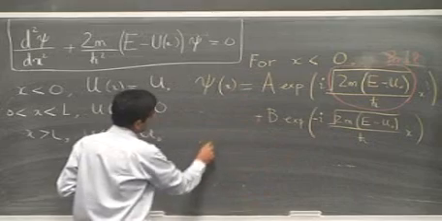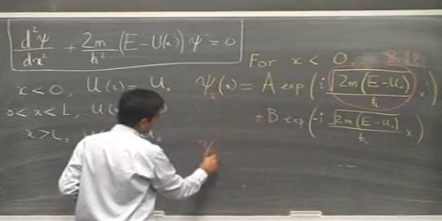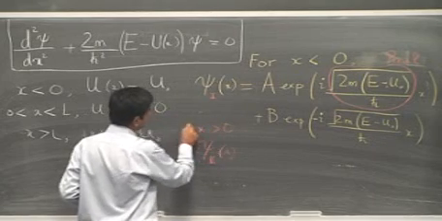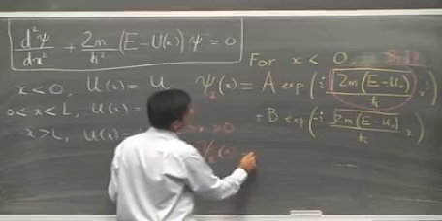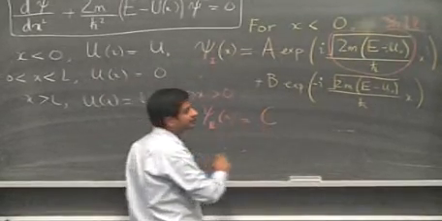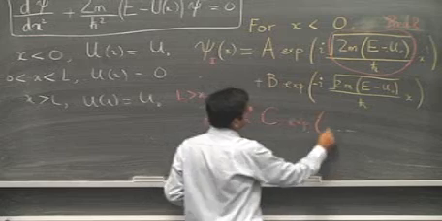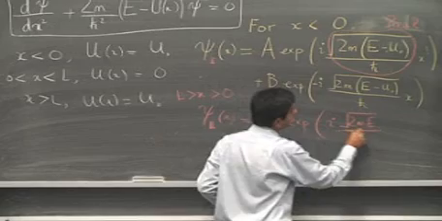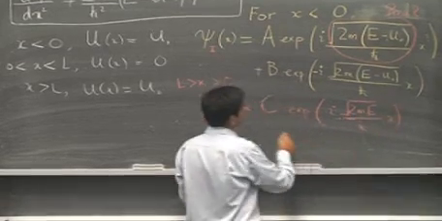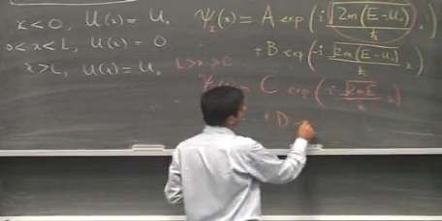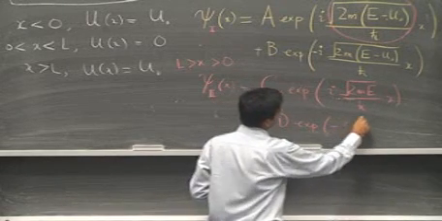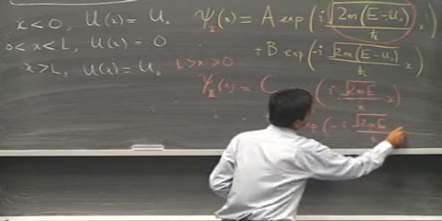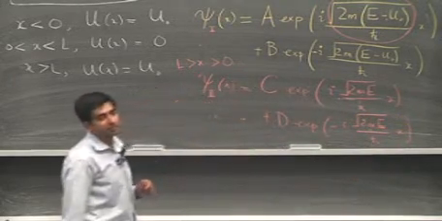In region 2, so this is region 1, in region number 2, in which x is greater than 0 and less than L, let me tell you, you have some other coefficients C, exponent iota square root of 2mE over h bar times x plus D exponent minus iota square root of 2mE over h bar times x, because U naught is now equal to 0. So this is the solution in region number 2.